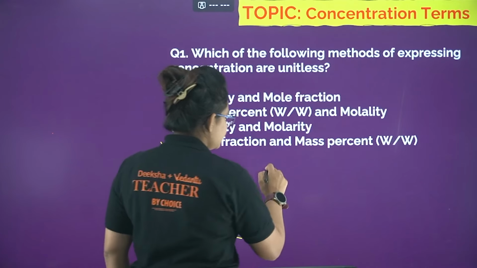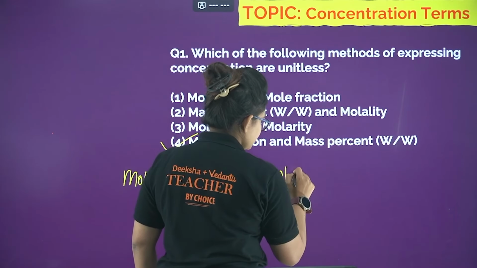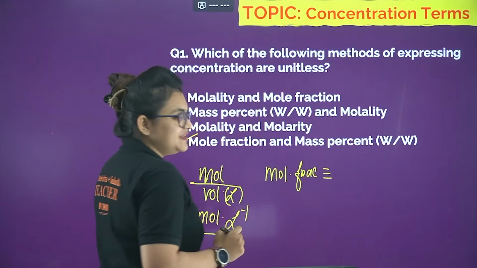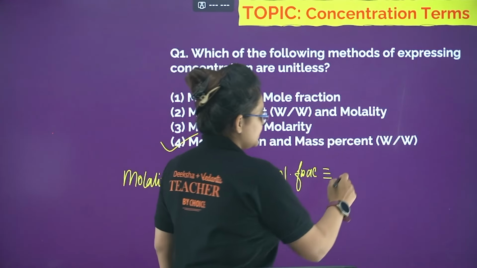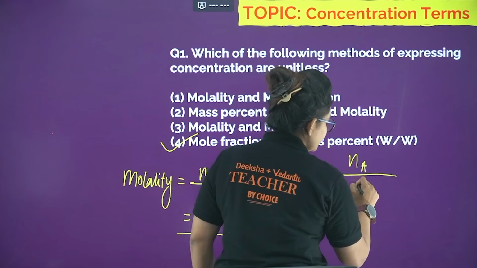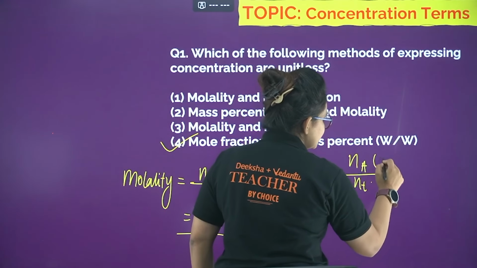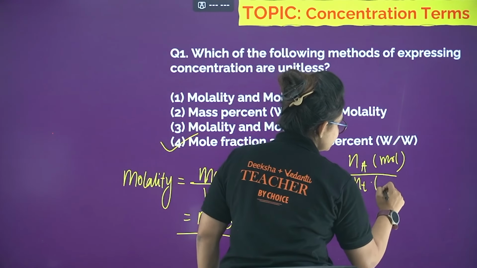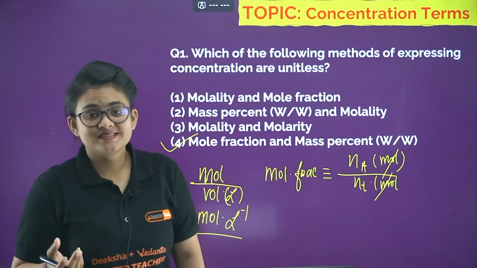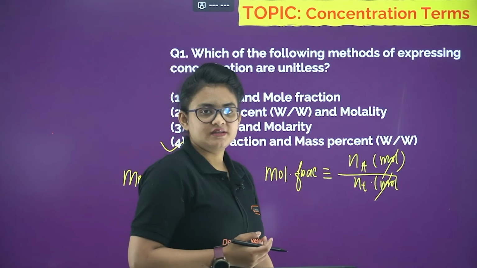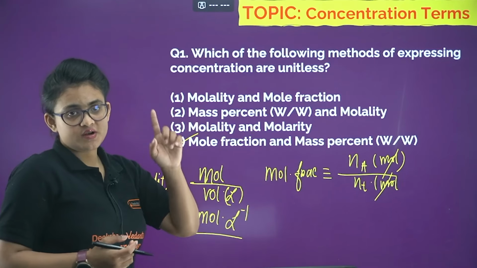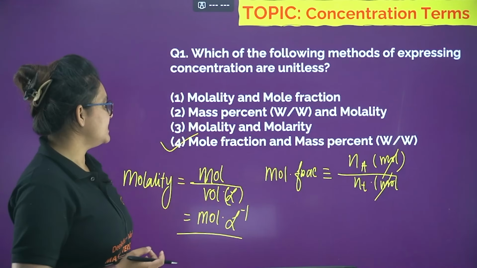Now if you proceed with the mole fraction, mole fraction is the number of moles of any solute, let's say it's A, divided by the total number of moles, nT. In both cases, this is mole and this is also mole. So numerator and denominator get cancelled out. So it's a unitless quantity, right? So definitely mole fraction is one of the options. Another option, let's find out.